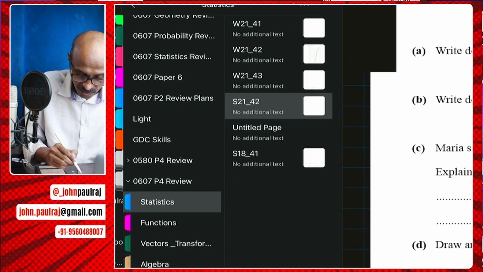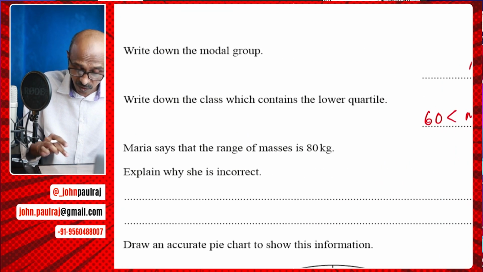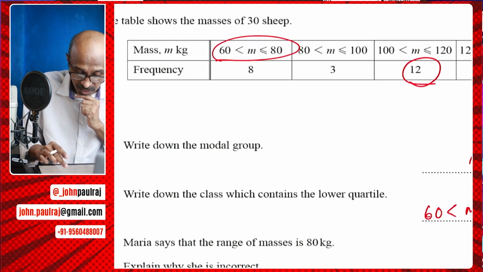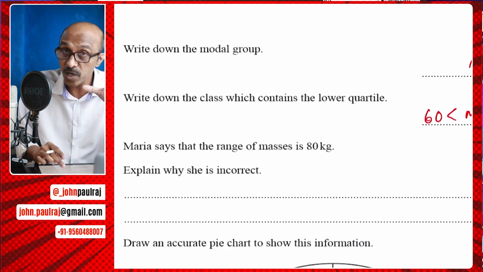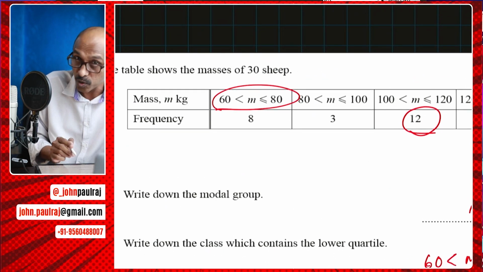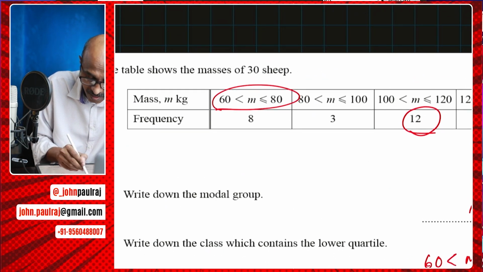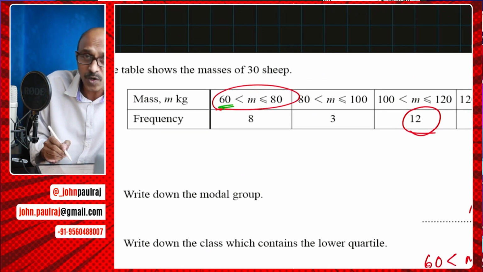Likewise, even that Maria question. Where's Maria? Okay, Maria says that the range of masses is 80 kg. We don't have anything about rounding off here. However, the data is grouped. We don't know the minimum value. We don't even know whether there was a value called 60.